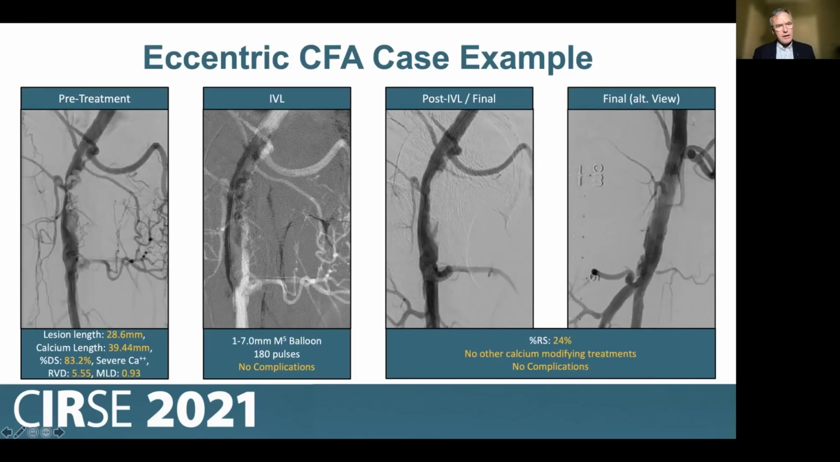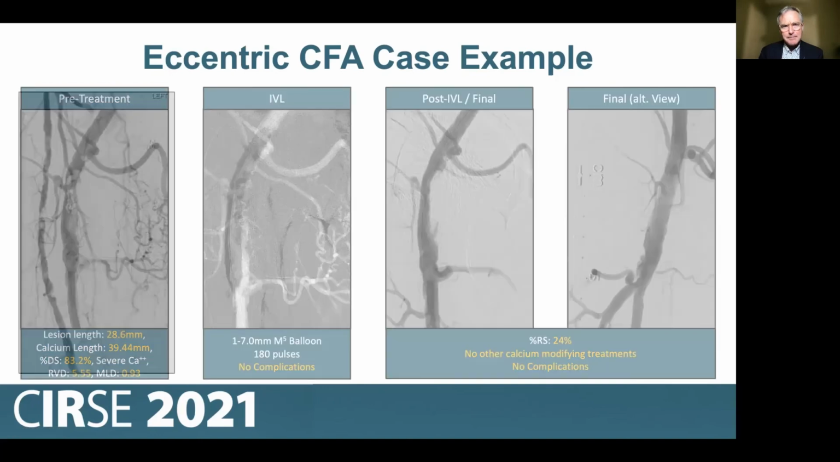Here's a case of an eccentric and heavily calcified common femoral artery stenosis. And you can see after intravascular lithotripsy, in two plane views, an excellent result, some residual stenosis in one plane, but assessed at the core lab as an overall residual stenosis of 24%.